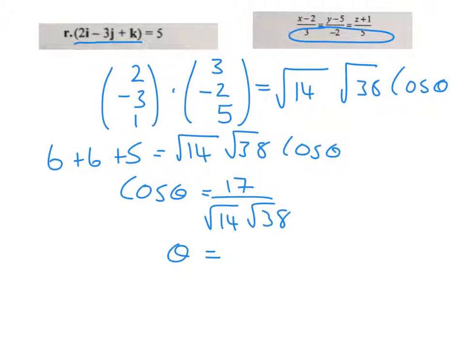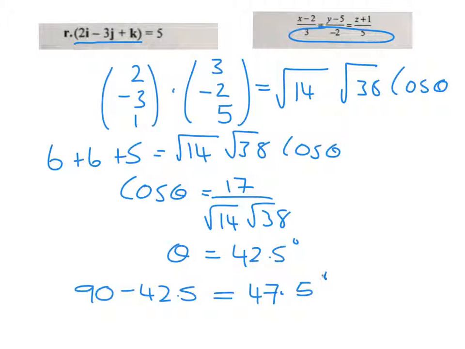Theta is 42.5 degrees. So that is the angle between the perpendicular to the plane and the line. What we want is the angle between the plane and the line, so that will be 90 minus 42.5, and that gives us an answer of 47.5 degrees.